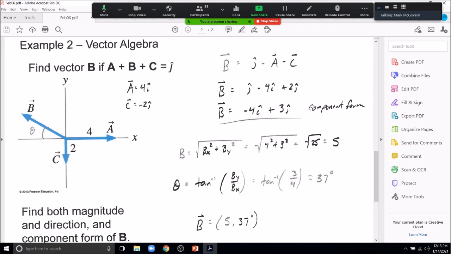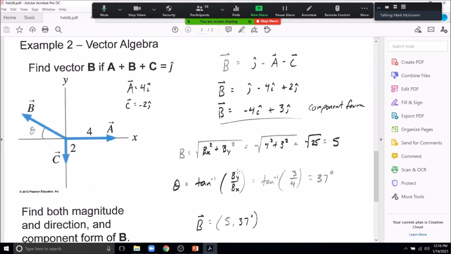Now I need to figure out what the magnitude direction is. So I'm going to use the Pythagorean theorem. 4 squared plus 3 squared. That's going to be 5 for my magnitude. And my angle, oh, I was a good boy this time. I actually put in my notation here. This is the angle I'm referring to with respect to the negative x-axis. So as long as I do that, when I work out my arctangent, it's clear what I'm referring to because it refers to the picture.